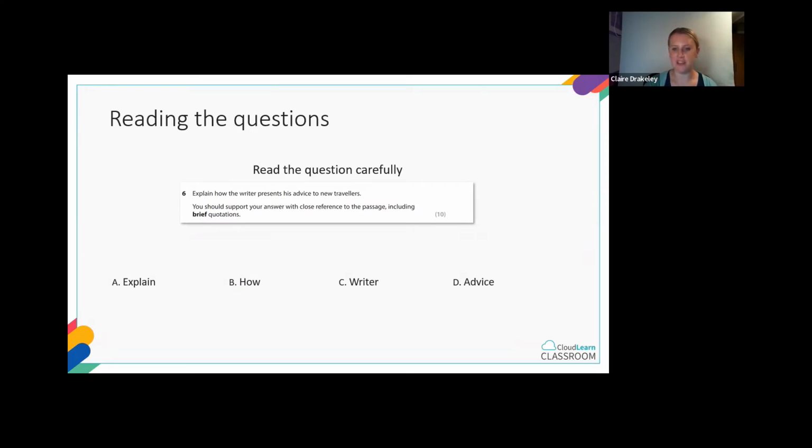I'll share it. I thought this one would be split, and I thought it would be this reason. So some of you have said explain, some of you have said how, and some of you have said writer. Nobody said advice. And B was correct. How is the absolute vital word in this sentence. Explain is important because that is the basis of what you're doing, but we all know how to explain. What people get wrong so often is they don't say how the writer, how.